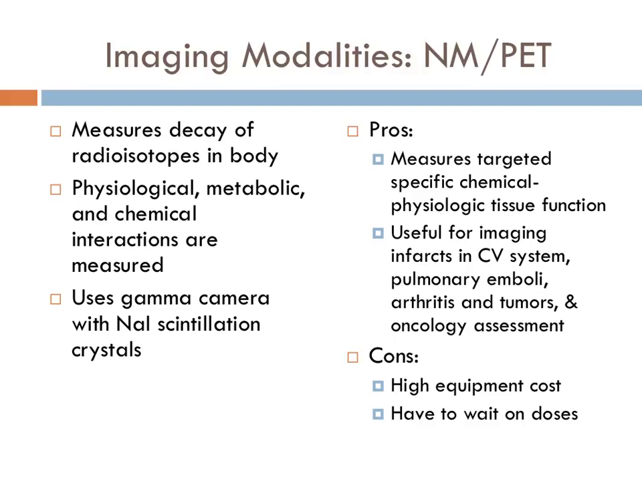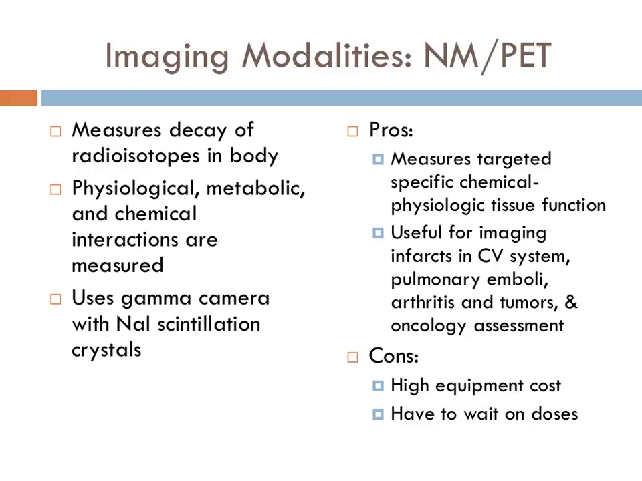All right, nuclear medicine and PET imaging. Nuclear medicine and positron emission tomography measure the decay of radioisotopes in the body. So to be more specific, the physiologic, metabolic, and chemical interactions of the radioisotope are measured by utilizing a gamma camera with sodium iodide scintillation crystals. A few pros of these modalities is that it does measure the targeted specific chemical physiologic functions of tissues in the body that we had discussed before.